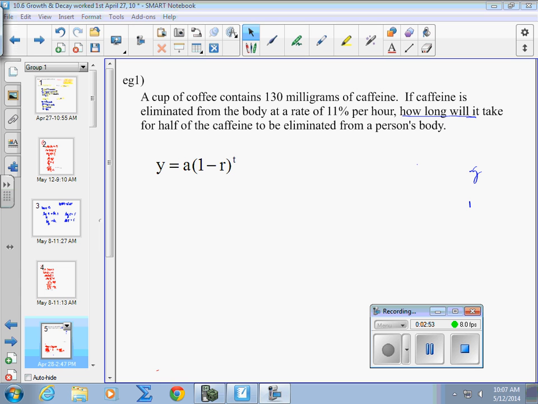The word problem I have up here says a cup of coffee contains 135 milligrams of caffeine. If the caffeine is eliminated from the body at a rate of 11% per hour, how long will it take for half of the caffeine to be eliminated from a person's body? So the formula we're going to use is y is equal to a times 1 minus r raised to the t. It is eliminated, so we know it's about decay. It says rate of 11% per hour.